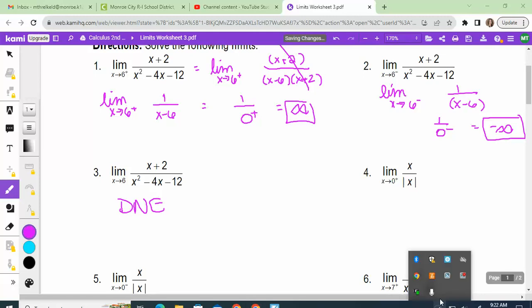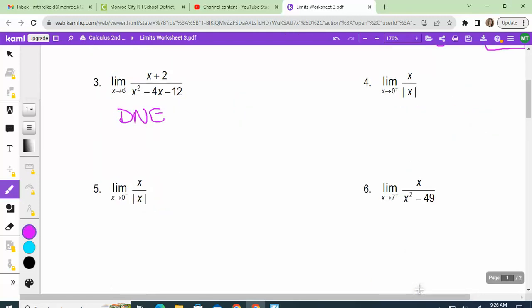All right, you try to think through a couple. So number 4, can I just plug in 0? No. But if you're approaching from the positive side, does the absolute value change anything if you're putting in positive numbers? No. The absolute value of a positive number is the same as the regular one. And what happens when you divide a number by itself? You're getting 1. So it's just approaching 0 from the right, but it's always 1. And so we get 1 for our answer.